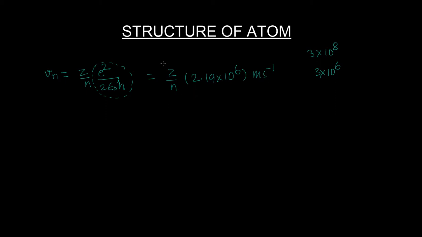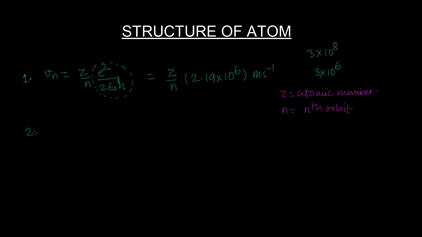Now these hold for all mono-electronic species. Hydrogen atom itself is mono-electronic, but in helium it will hold for He plus, in lithium it will hold for Li2 plus. Z is the atomic number of that species, and n is the nth orbit. So we are talking about the orbit. The first in line, Vn, can be simplified like that, correct?